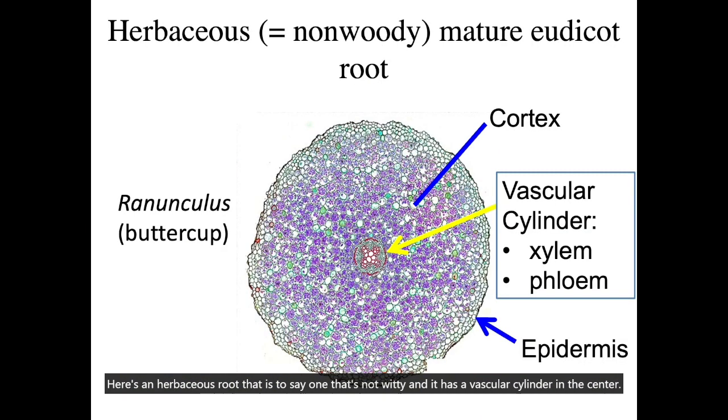Here's an herbaceous root, that is to say one that's not woody, and it has a vascular cylinder in the center. This vascular cylinder has an X shape, so you know it's a eudicot root. There's the thick cortex in this particular example. It's a buttercup. And the epidermis. Now somehow, this root has to get water and minerals into the center part. How does that happen? How can water get to the center part so it can move through the plant?